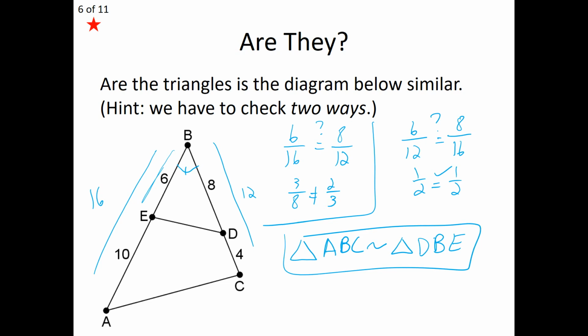So are the two triangles similar in this diagram below? Yes, they are, again, by side angle side similarity. That's our new shortcut into similarity, using side angle side.